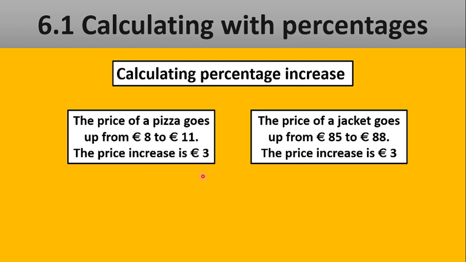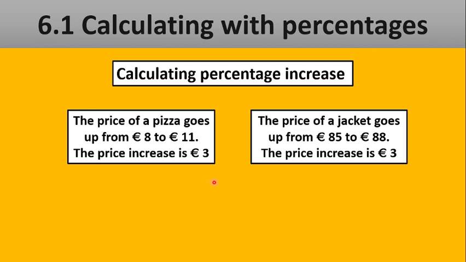The first one is about the price of a pizza which has gone up from 8 euros to 11 euros, so the price increase is 3 euros. And the second one is about the price of a jacket that is going up from 85 euros to 88 euros. That price increase is also 3 euros. So in some way you can say, well, the price of both objects has increased by the same amount, right? 3 euros. But still something is off.